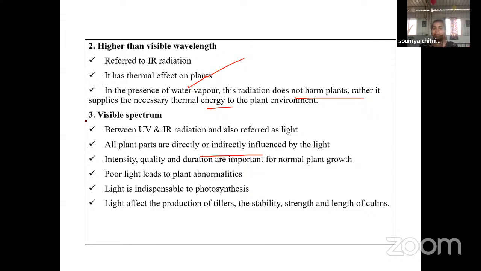So the intensity, quality and duration is very important for normal growth. When we talk about the duration, again we talk about the day length, like short day, long day and all. Poor light leads to plant abnormalities, and light is obviously indispensable to photosynthesis. Photosynthesis cannot occur in absence of light. So it affects all the physiological aspects of the plant.